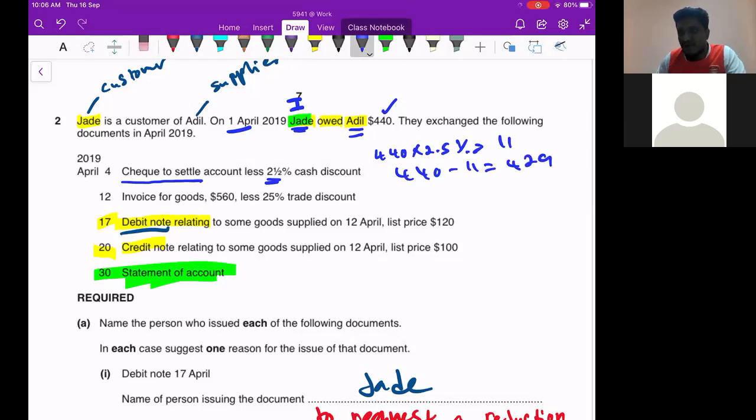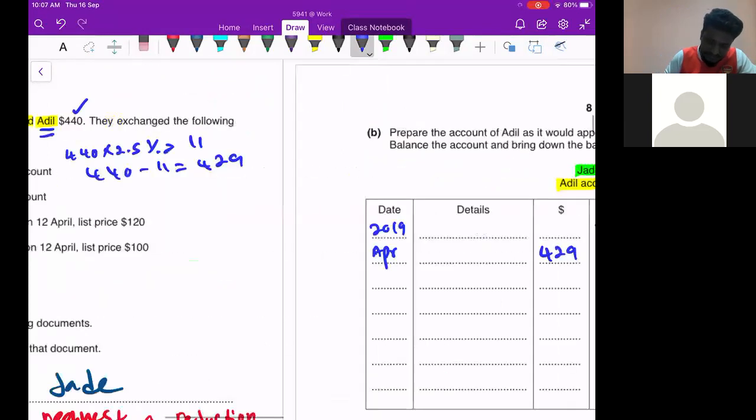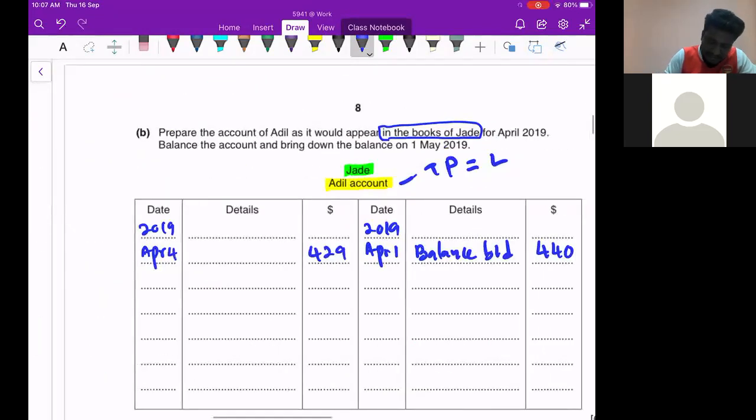If we pay 429, the bank account will be credit, but the trade payable account will be debit. Trade payable account will be debit 429. 2019, April 4th. This one we write here bank.